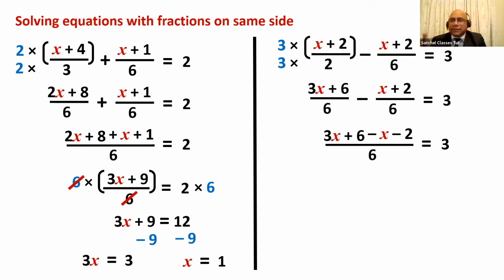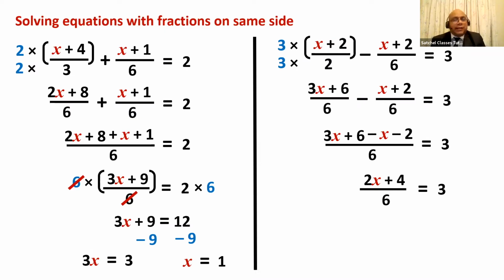Many students leave it as a plus 2, but remember there was a minus sign. That minus applies to both the terms of the numerator. So we have minus x and minus times plus 2 is minus 2. Let's combine the like terms in the numerator. 3x minus x is 2x and 6 minus 2 is 4. So 2x plus 4 divided by 6 equals 3.